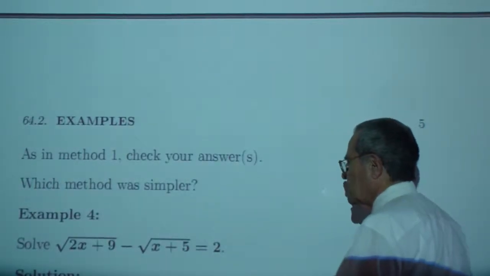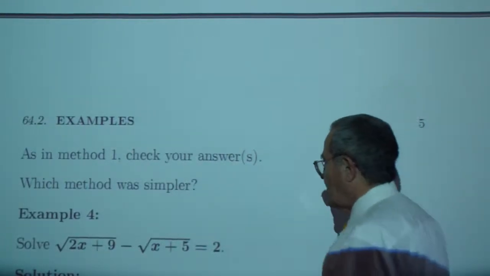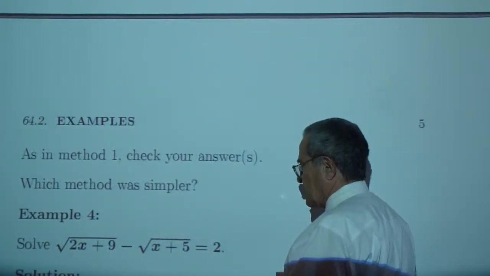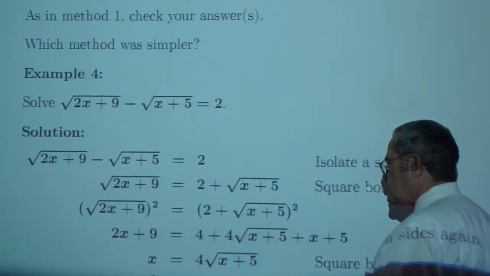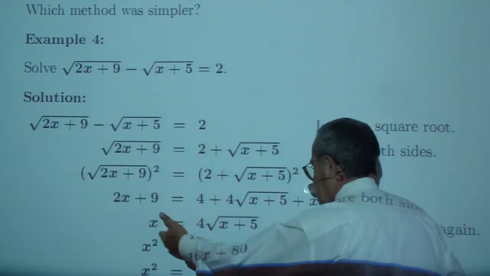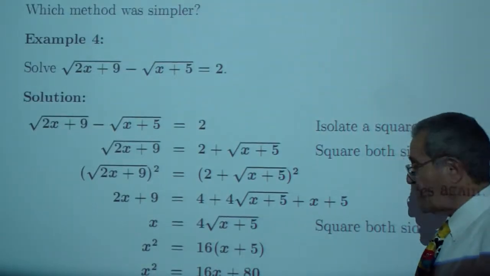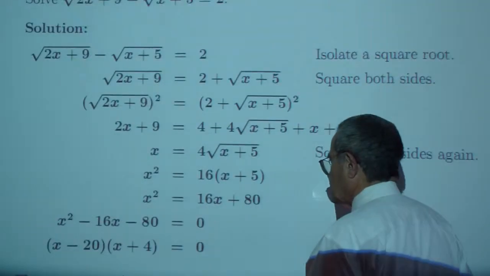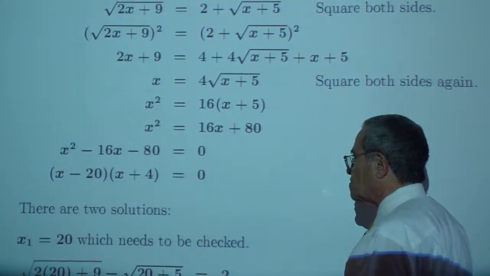Example 4. Square root minus square root is 2. Isolate the square root. How about adding the square root to both sides? Right here. Square both sides. You come up with the x, which is 4 times the square root. Square both sides again. You have a square root. And you arrive at x minus 20 and x plus 4, which is 0.